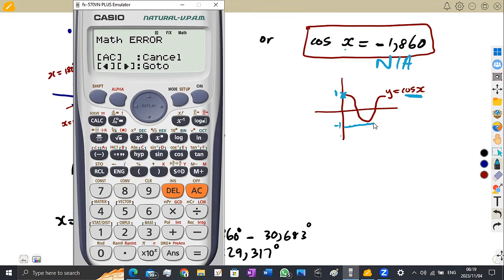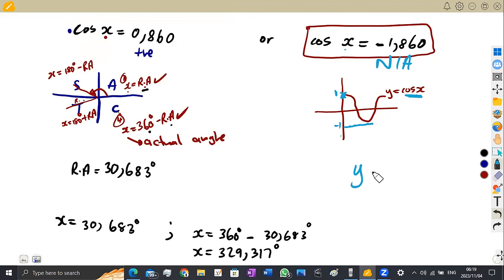If it is cos x directly, it cannot exceed. If it is y is equal to 3 cos x, yes, we can have that at 3 and -3, not cos x direct like this. But if there's a number multiplying, it can even go beyond -1 and +1. So here we do not have solutions on this part.